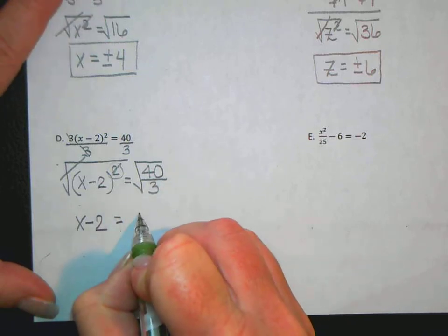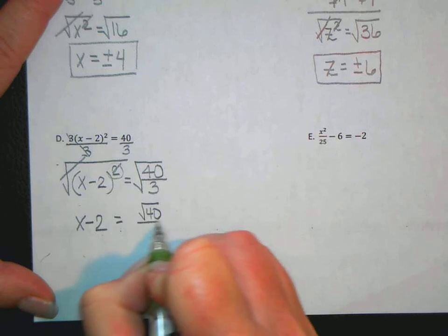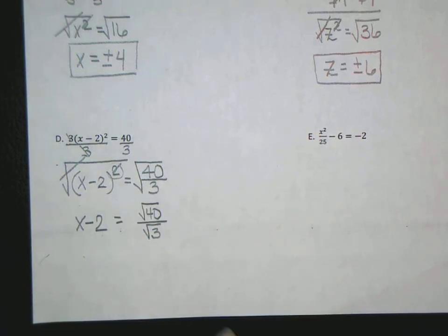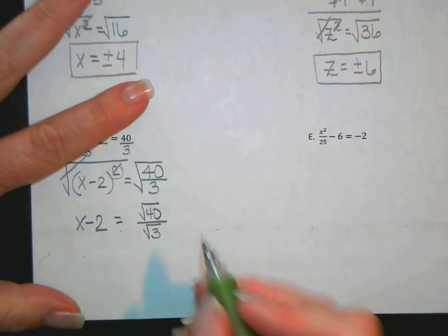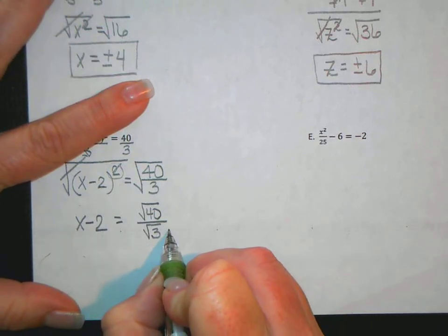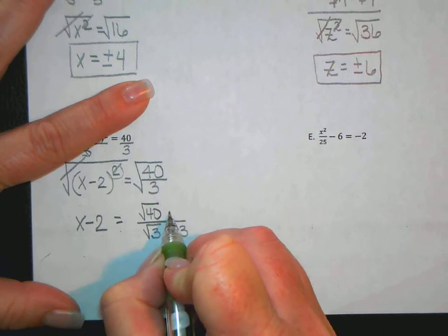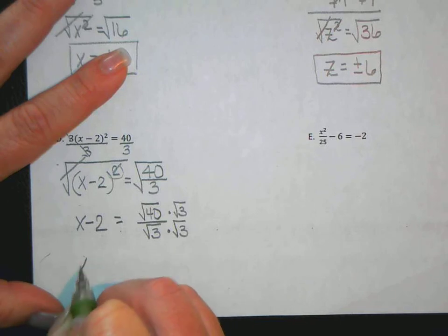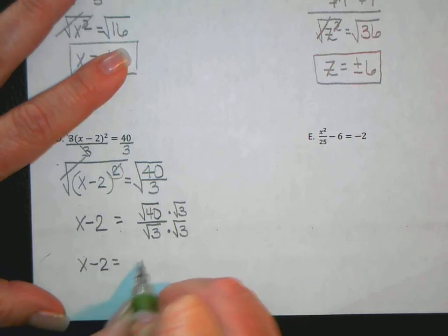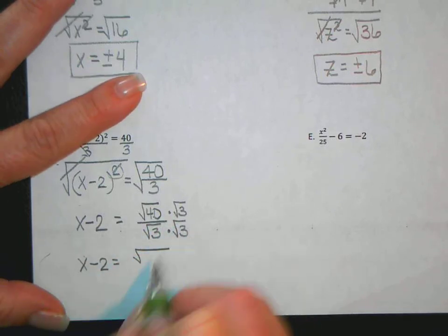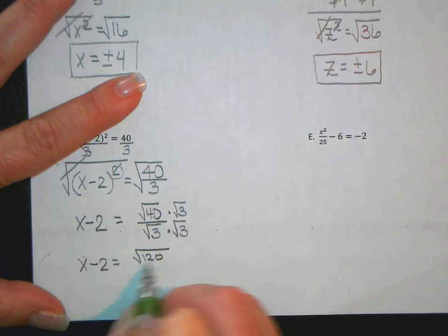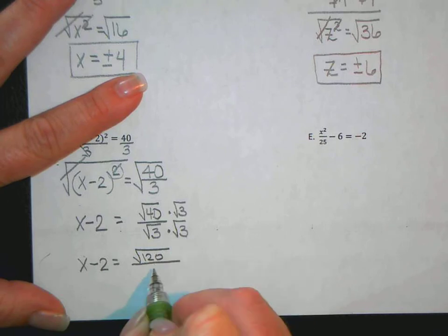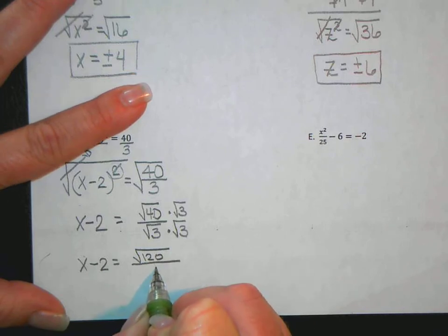So at this point, you have the square root of 40 over the square root of 3. And if you recall, you can't have a radical in the denominator. So what you want to go ahead and do is multiply by the square root of 3 over the square root of 3. So now you have x minus 2 equals the square root of 40 times 3, which is 120, over the square root of 3 times the square root of 3, which is the square root of 9, and the square root of 9 is 3.